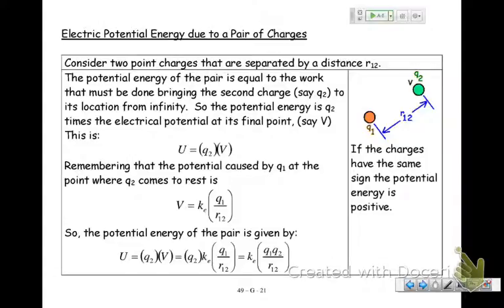Consider 2-point charges that are separated by a distance r12. So what goes on now? What we say is consider the potential energy of a pair of equal charges.